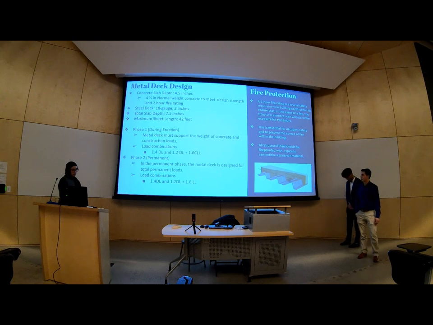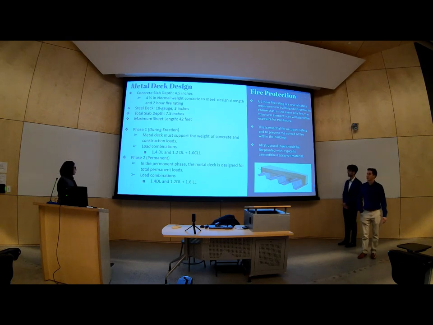During phase 1 of construction, the metal deck needs to support the weight of concrete and the construction loads. So the load combinations we used were 1.4 dead load and 1.2 dead load plus 1.6 construction live load. Once construction is completed, the slab needs to withstand permanent loads of the tower. So the load combinations we used then were 1.4 dead load and 1.2 dead load plus 1.6 live load.